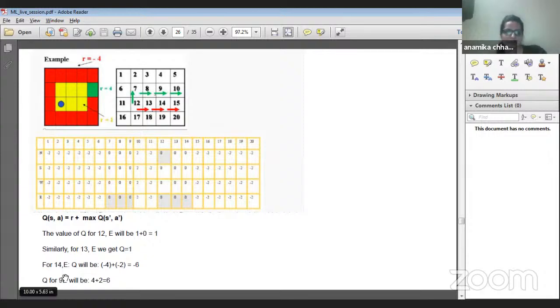Just the last one we will take and then we will switch to the question. So Q for 9E, right? So 9 is this state and you're moving to the final state. So you get a reward of 4, right? And now when you move to state 10, from 10 you see wherever you move you get 2, 2, 2. The maximum is 2. So you get a total of 4 plus 2 is equal to 6. Right? So that's how you compute all the values. So that's how you'll be answering this question.